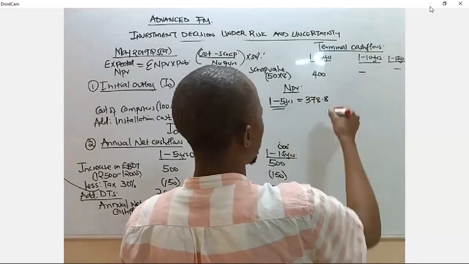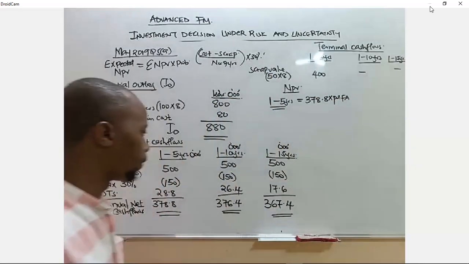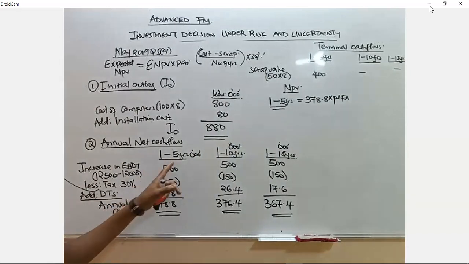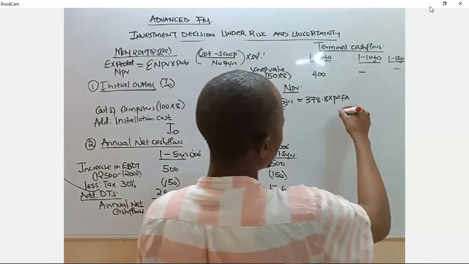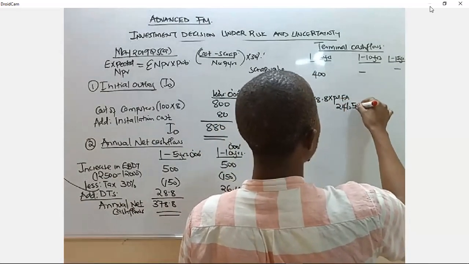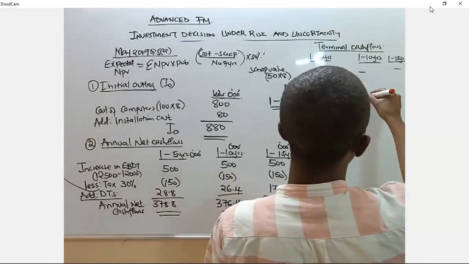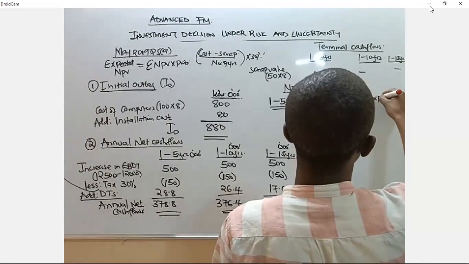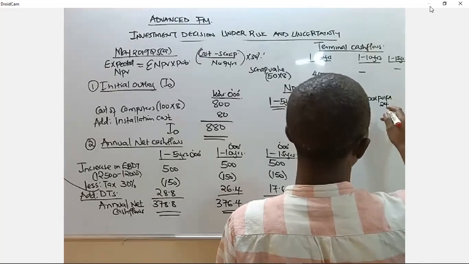378.8 times the present value interest factor annuity, because it's an annuity for 5 years, 1 to 5. What are we discussing about? We are discussing our cost of capital, which we were given as 24%, and not 20. 24%, 5 years. Plus, we had our terminal cash flows at the end of the year, which is 400, times the present value interest factor annuity. 24%, is it an annuity?